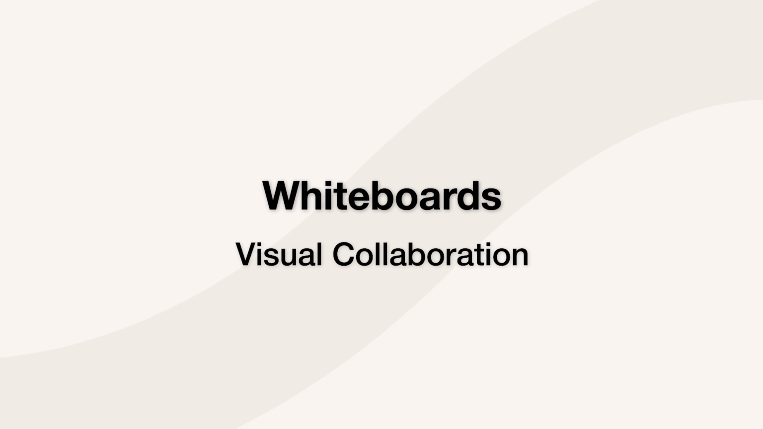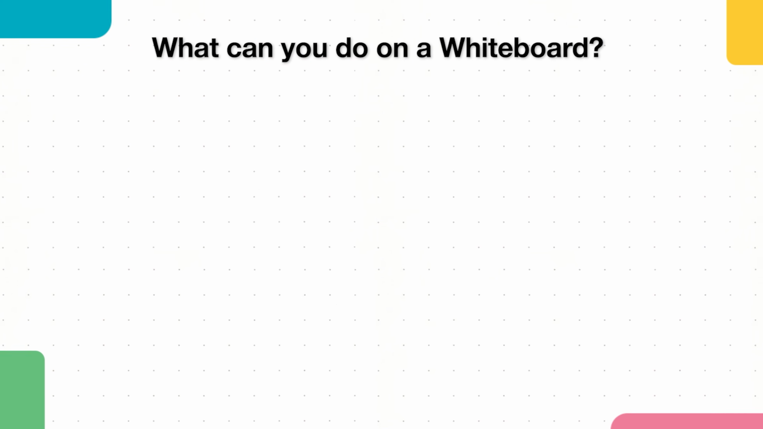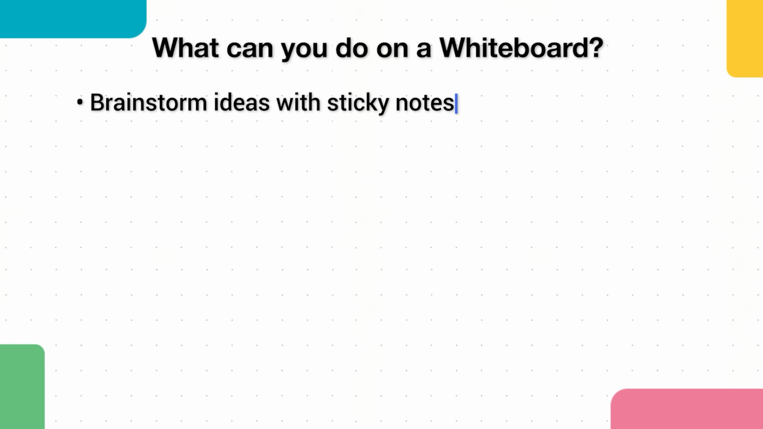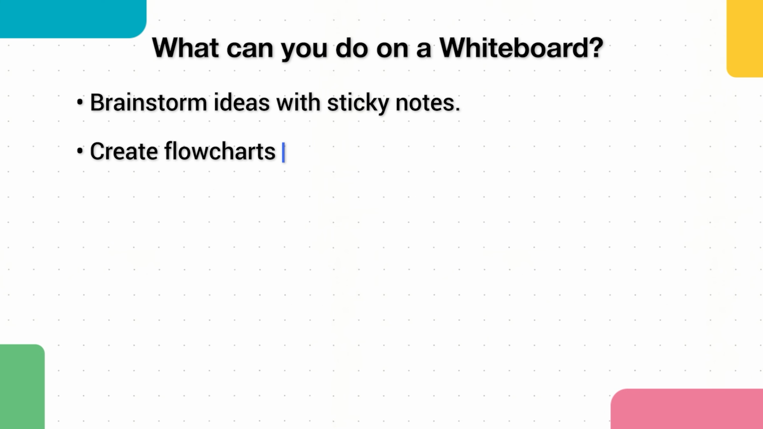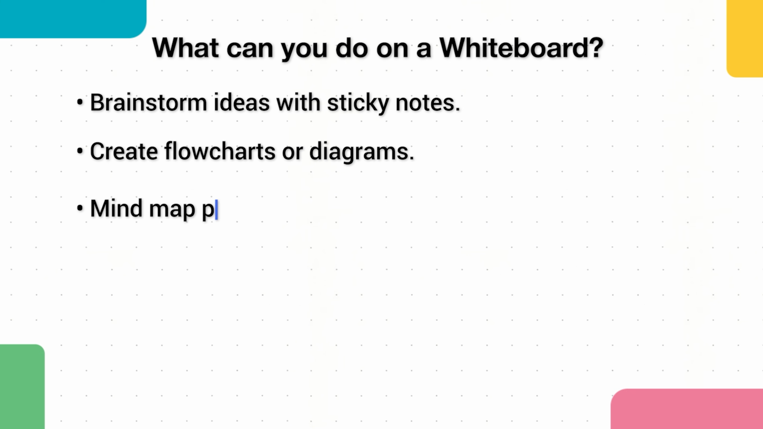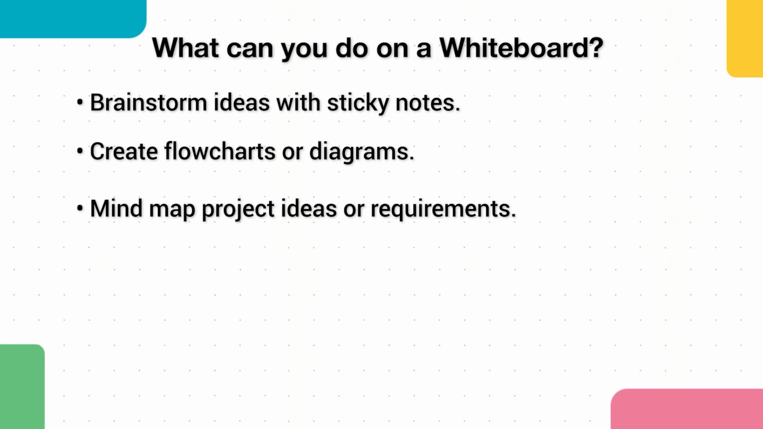Whiteboards, visual collaboration. Whiteboards in ClickUp are a newer addition, introduced in 2022 and improved in ClickUp 3.0, to allow teams a space for visual thinking. If you have used Miro, Mural, or sticky notes on a wall, this is similar, but integrated with ClickUp tasks. What can you do on a whiteboard? Brainstorm ideas with sticky notes. Create flowcharts or diagrams. Mind map project ideas or requirements.